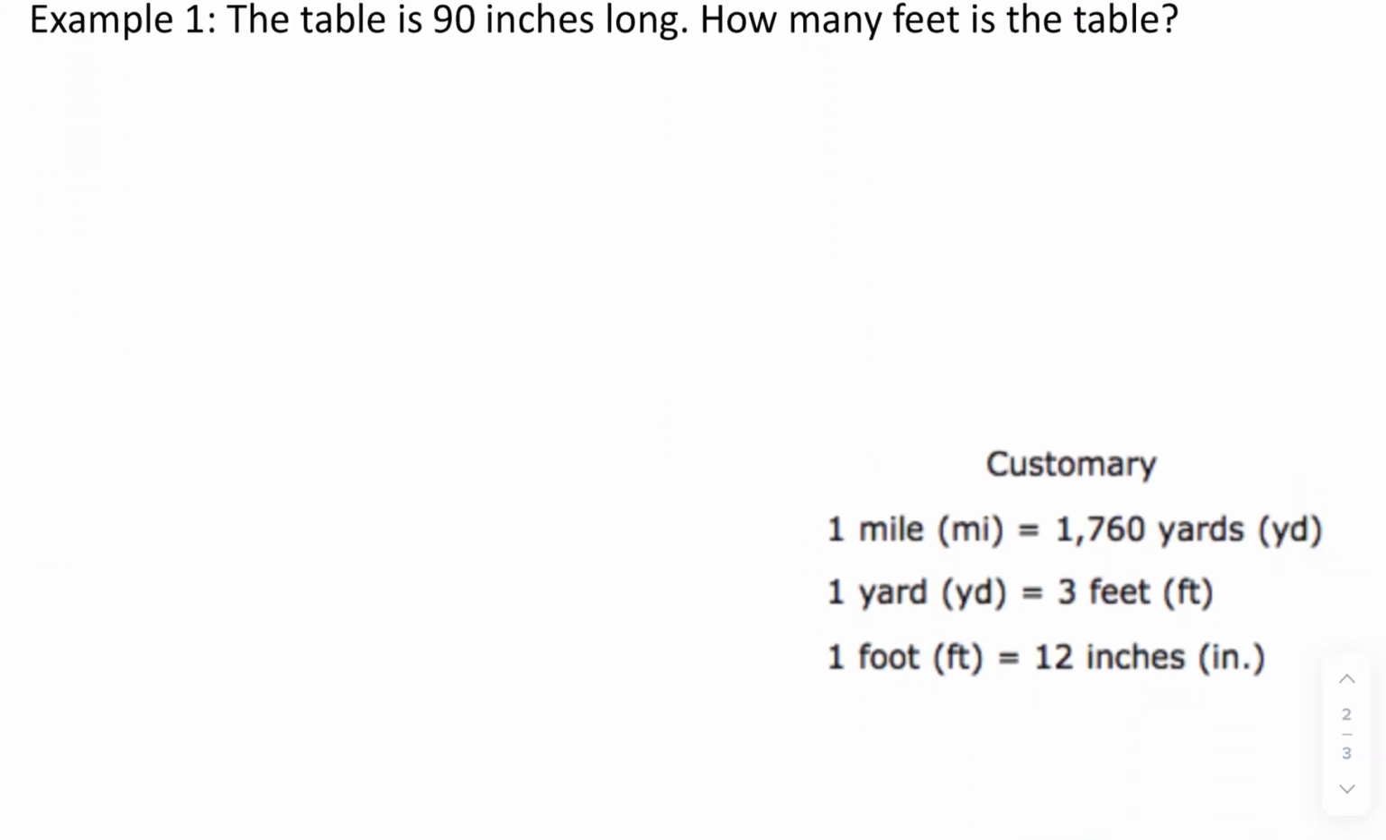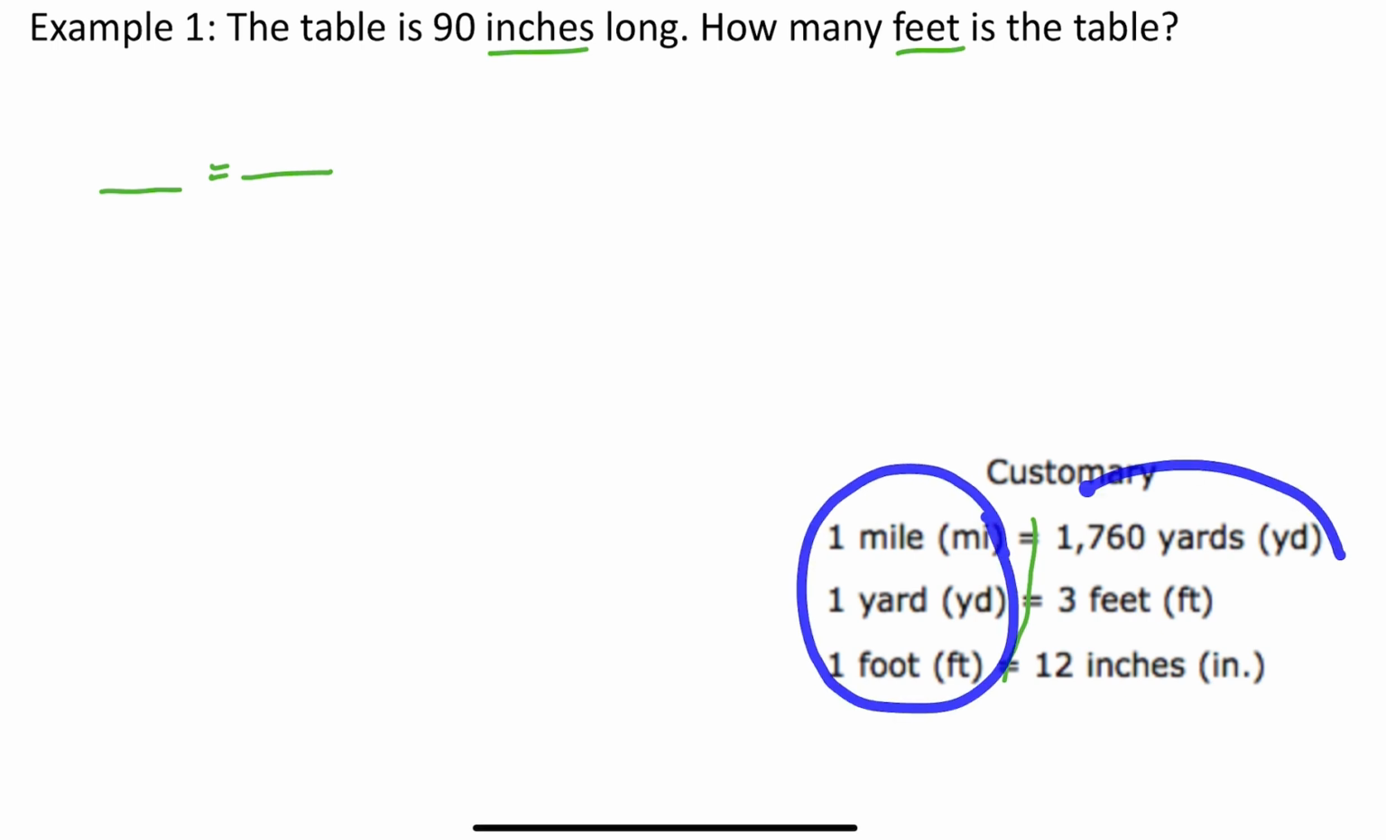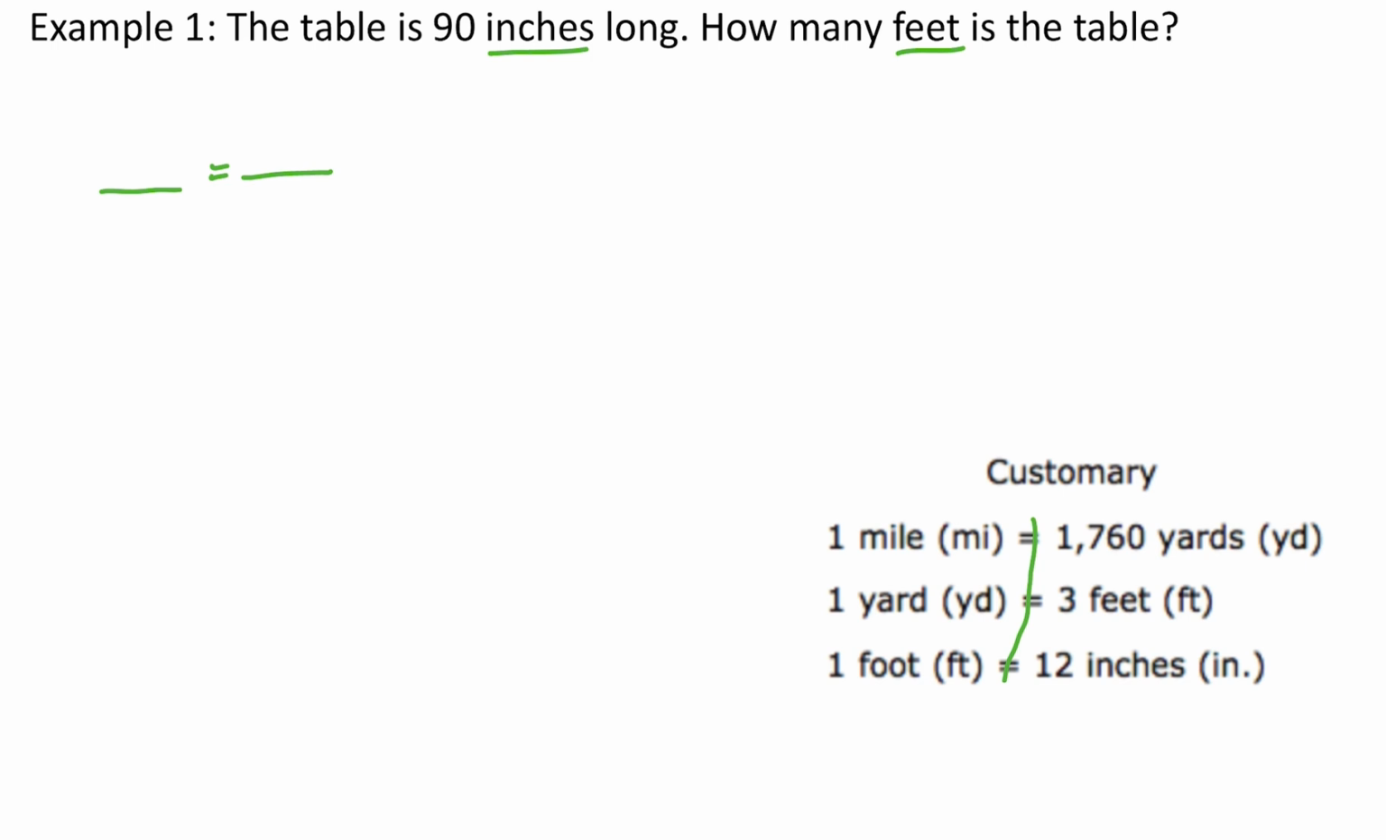So in example 1, the table is 90 inches long. How many feet are the table? So we want to change inches into feet. So now I'm going to go down here to my star chart. I put one right here, and we need feet on one side, inches on the other. And we are going to use the format blank equals blank. So that means down here, I need one number from this side and one number from this side. One of them is feet, one of them is inches.